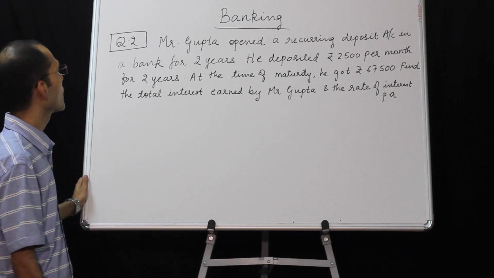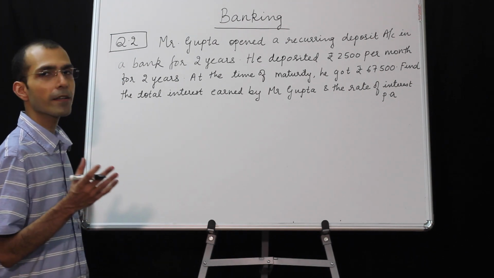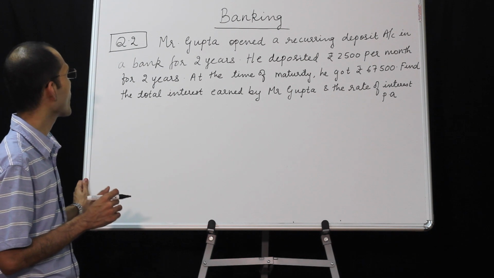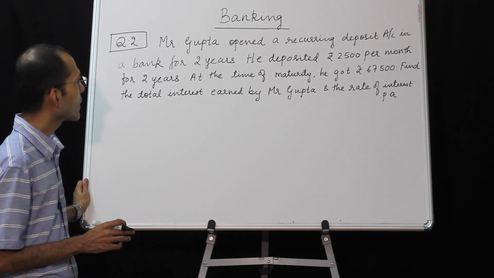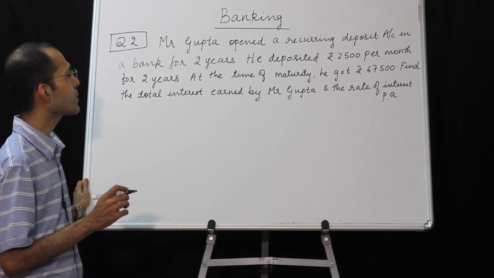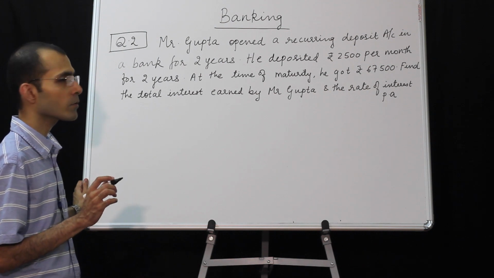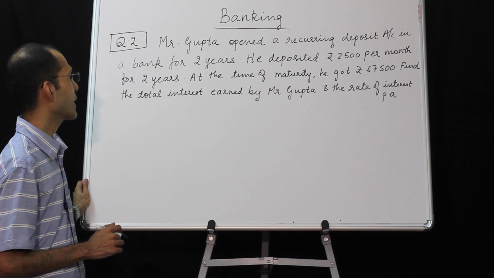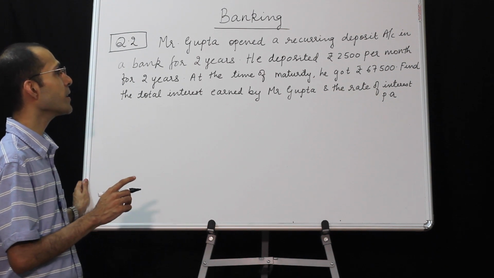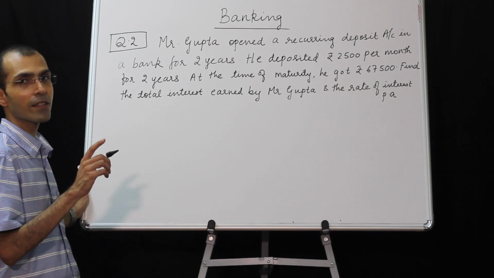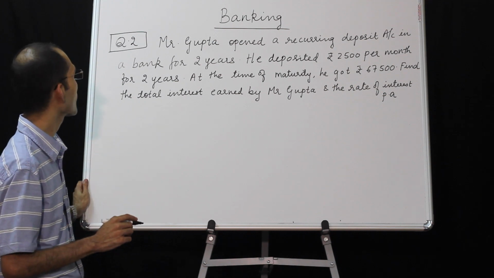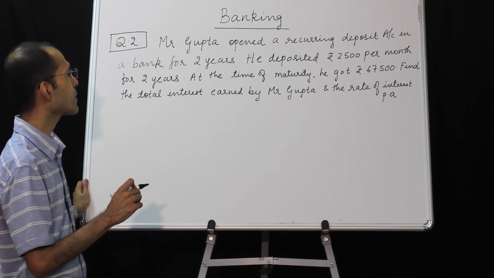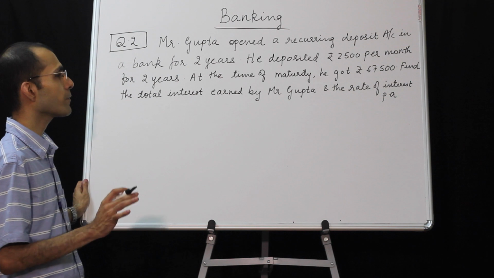Question 2. Mr. Gupta opened a recurring deposit account in a bank for 2 years. He deposited rupees 2500 per month for 2 years. At the time of maturity, he got rupees 67,500. Find the total interest earned by Mr. Gupta and the rate of interest per annum.